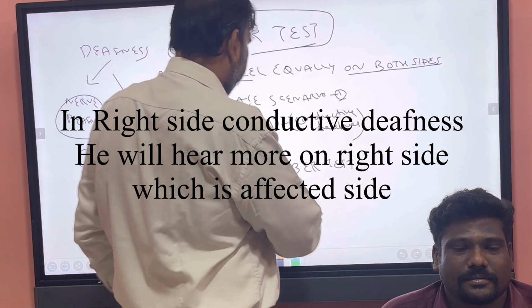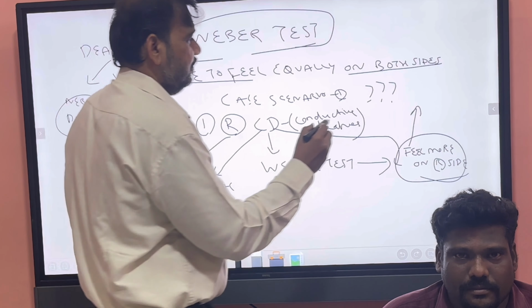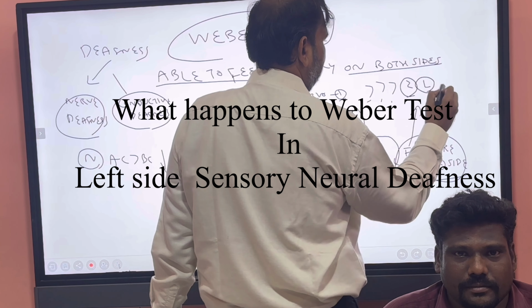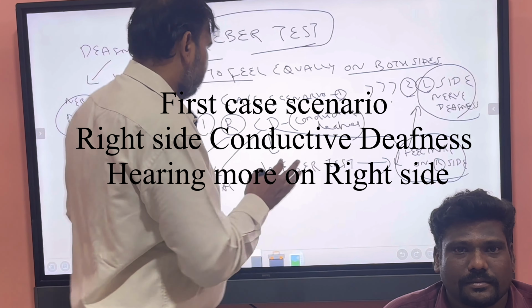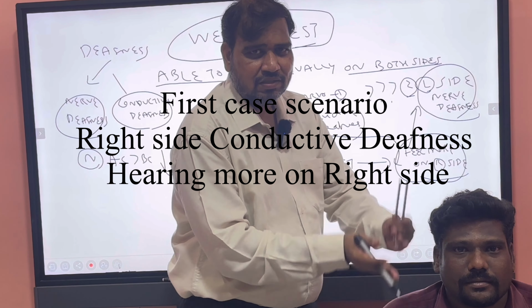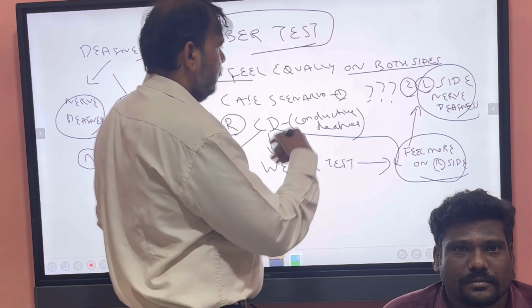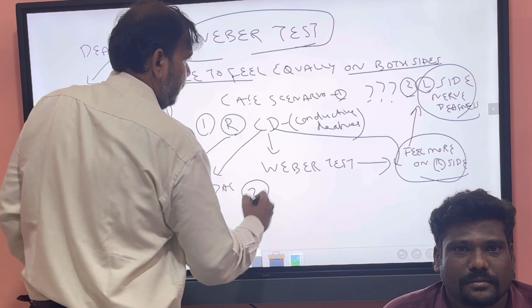Here you should get one more doubt. In Weber's test for right side conductive deafness, he is able to feel more on the right side. Okay, but big question mark: what will happen to Weber's test in the second scenario? Now coming to the main scenario, left side nerve deafness. The first case scenario I gave an idea of what will happen. Now I am taking the second case scenario. The first case scenario is this side conductive deafness, where bone conduction is more. Okay, accepted. Second case scenario, as I mentioned, left side nerve deafness.